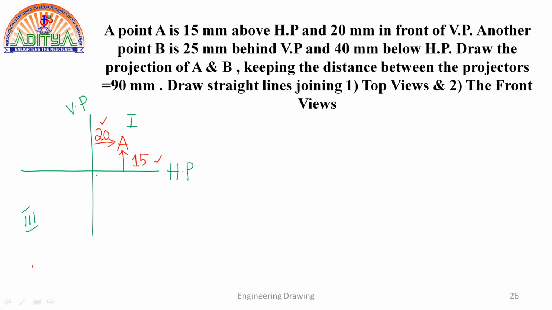Clear. Next, when it comes to the third quadrant, which point is located? Point B is located in the third quadrant, and point B is 25 mm behind VP and 40 mm below HP. Okay, we have located point A and point B. Now what we have to do? We need to draw the solution.